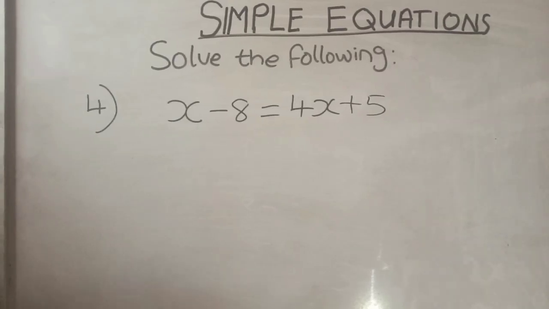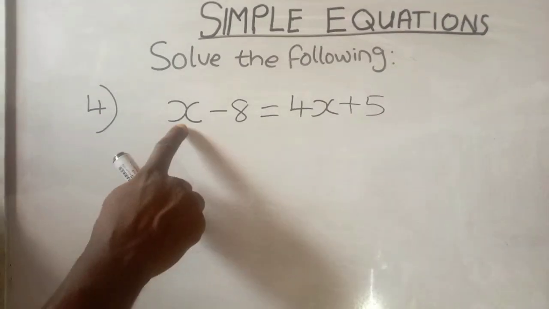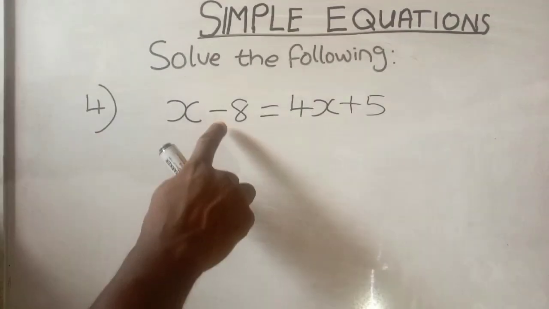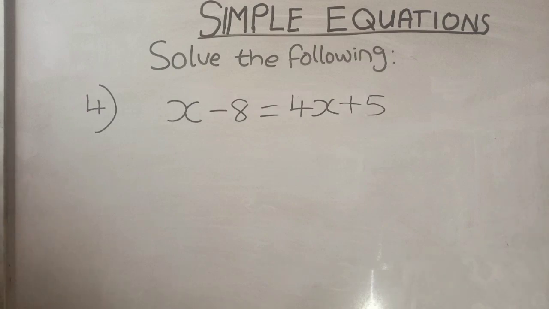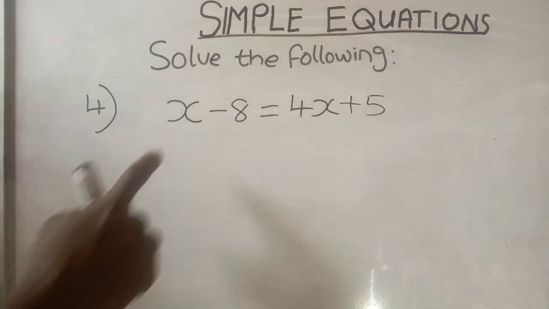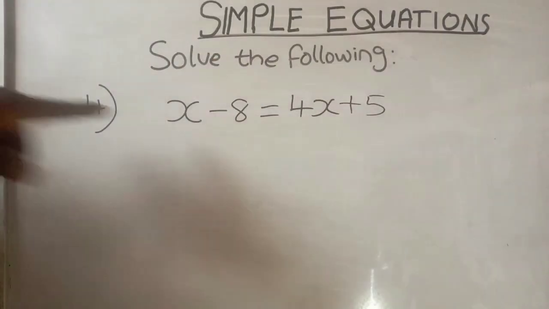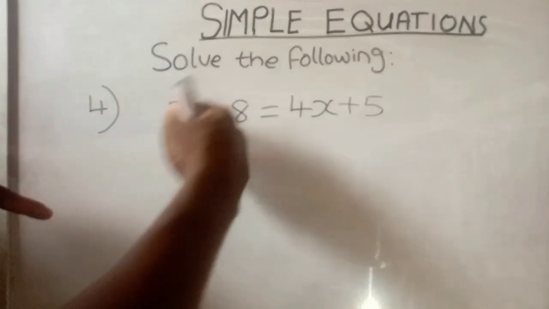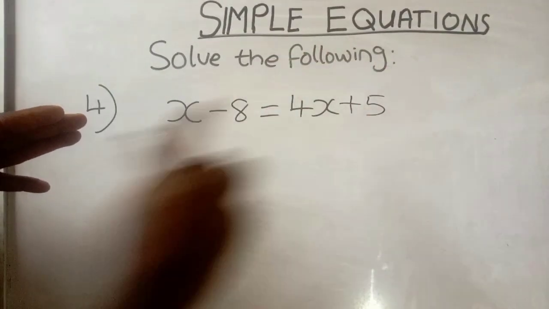All right, so looking at number 4, you can see that we have two things that are of the same likeness. Here we have x, here we have 4x. Here we have a constant value minus 8. Here we have another constant value plus 5. So what we're going to do is to collect like terms. Let those ones with the same likeness come to one side of the equality sign. So we have x here. That is to say 4x will have to travel back to this side. And as 4x is coming here to meet this other x, then minus 8 will also be going to the other side to meet 5.